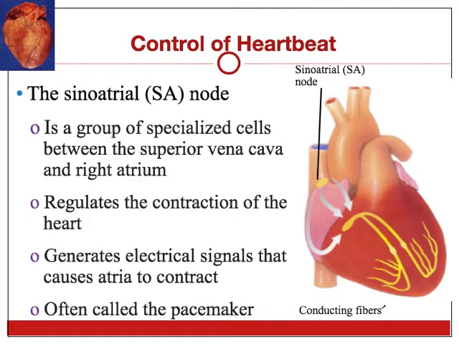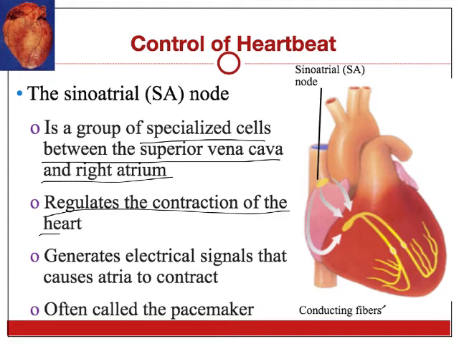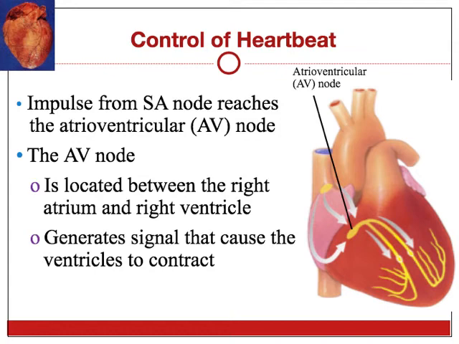Okay? So the SA node is a group of specialized cells between the superior vena cava and the right atrium, and it regulates the contractions of the heart. So it generates a signal that causes the atria to contract. So this is often called the pacemaker because it determines the pace of our heartbeat. So after when the SA node fires, that's telling the heart to contract.